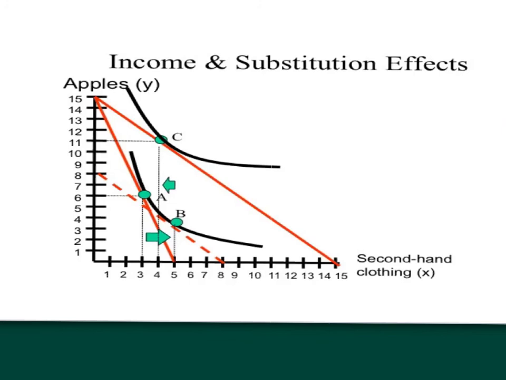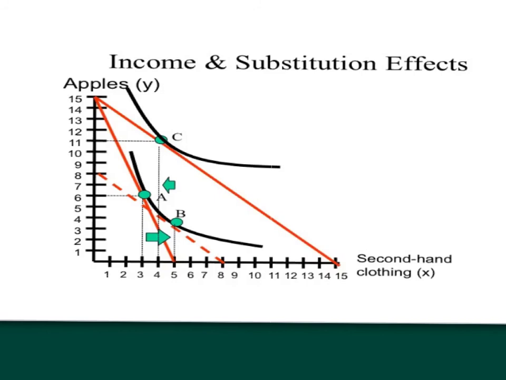Now, the substitution and income effect don't always move in the same direction. So basically, we show the same budget constraint here, but instead change the example from apples and oranges to apples and second-hand clothing. The budget constraint example remains exactly the same, 15 and 5 to 15 and 15. But what we've done is we've changed the shape of the indifference curve, or the slope of the indifference curves, to show you what can happen in having the substitution effect and the income effect move in different directions.